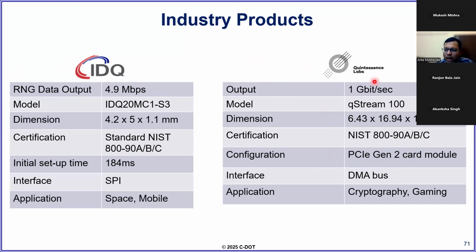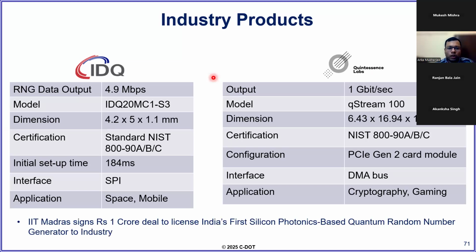Now in India, IISc has also recently developed a QRNG, and some other IITs are also working on QRNGs. But these two are commercially available, and IIT Madras recently signed a 1 crore deal to license India's first silicon photonics based QRNG. This is based on a news item that came out online. So they have also made a QRNG.